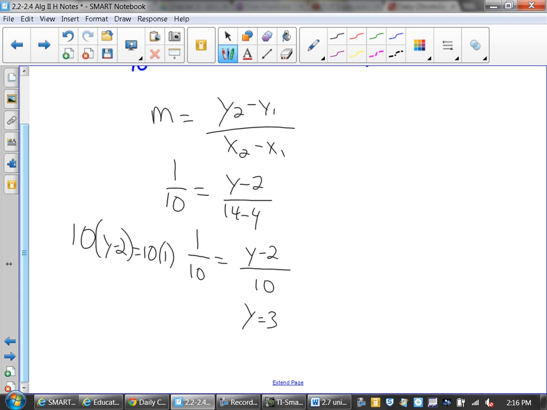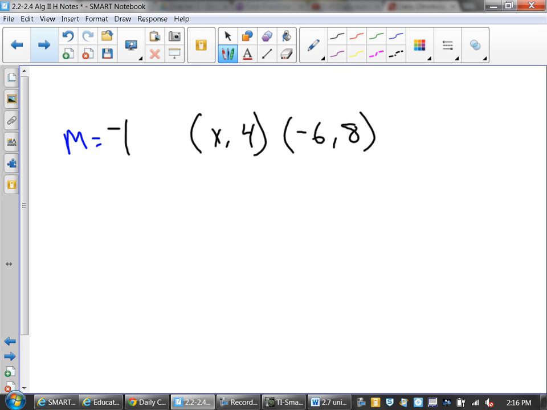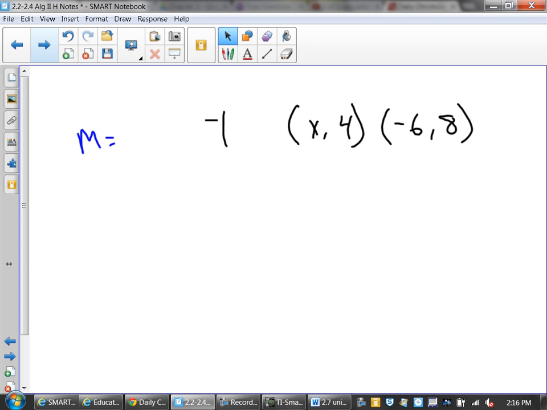For example, try that one. I have a slope of -1, an ordered pair at x, comma 4, and the other ordered pair is at -6 and 8. So what I'd like you to do is just take a minute and try and solve.